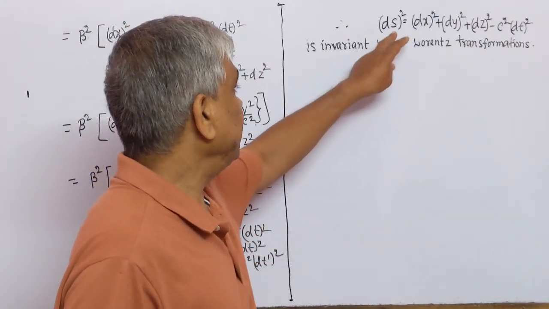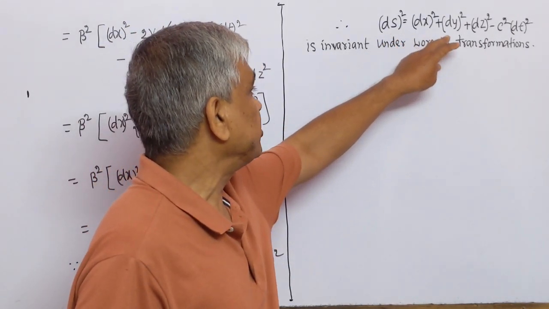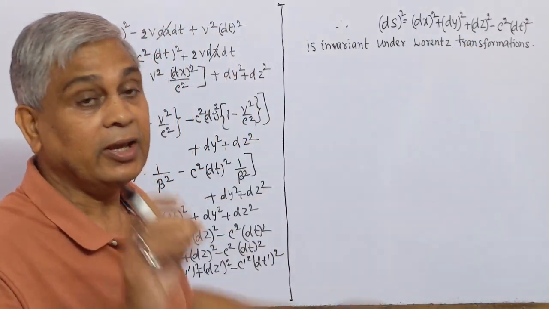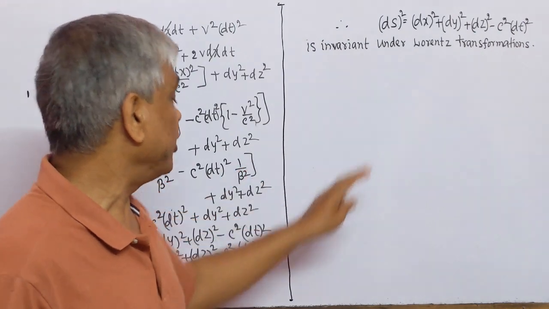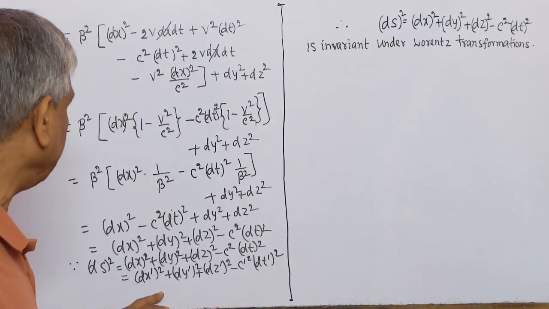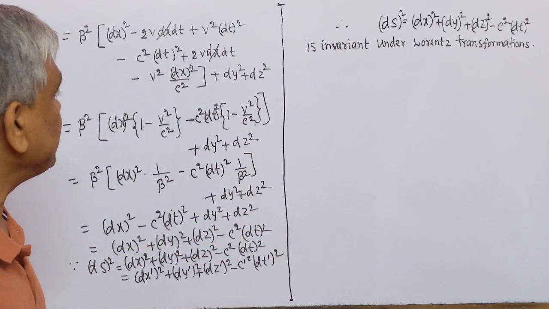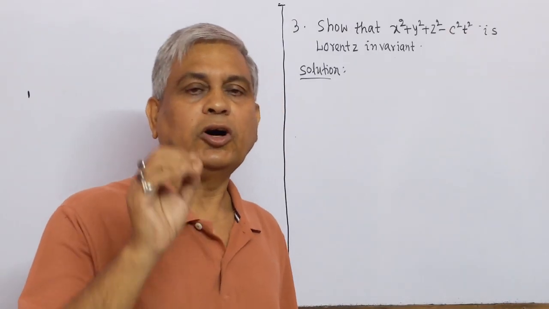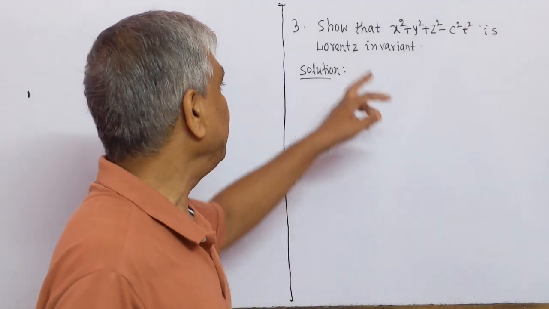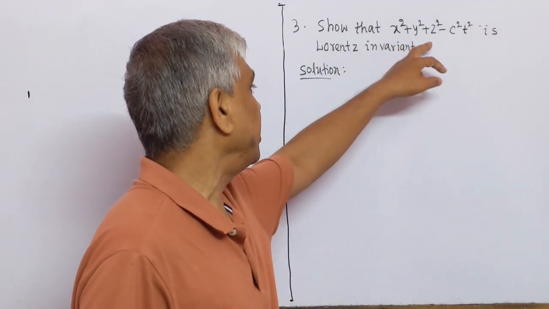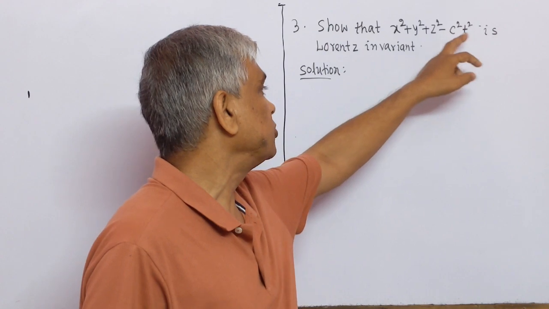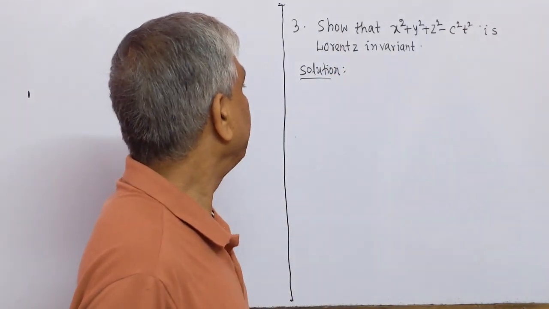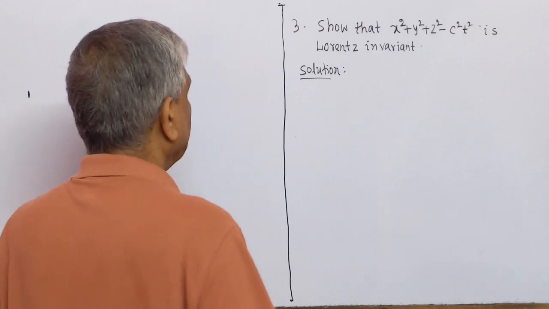Therefore ds square equal to dx square plus dy square plus dz square minus c square dt square is invariant under Lorentz transformation. Here we see in both systems this quantity is the same. So proved. Now we solve the next problem. The next problem is to show that x square plus y square plus z square minus c square t square is Lorentz invariant. Now we solve this.